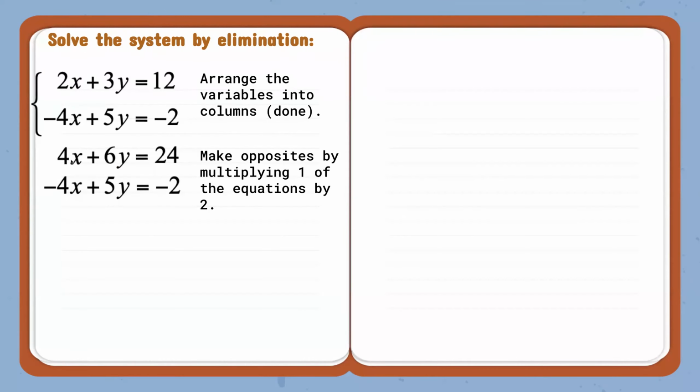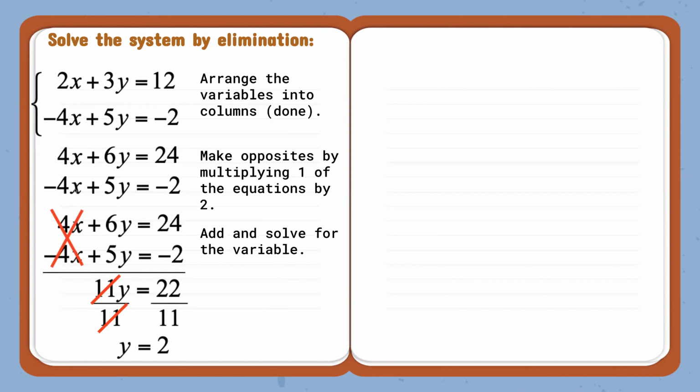And now that I have two opposites, I'm going to add them together. 4 plus -4 gives us 0. That's why they're crossed out. 6y plus 5y is 11y. 24 minus 2 or plus -2 is 22. And then to isolate the y, I'm going to divide both sides by 11. 11 divided by 11 reduces to 1. And 22 divided by 11 is 2.